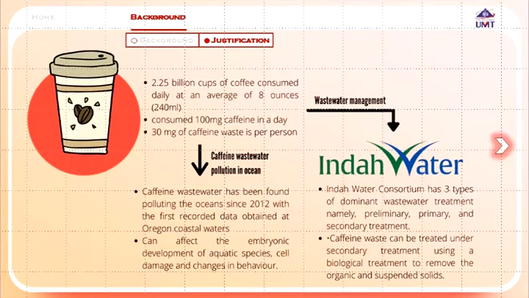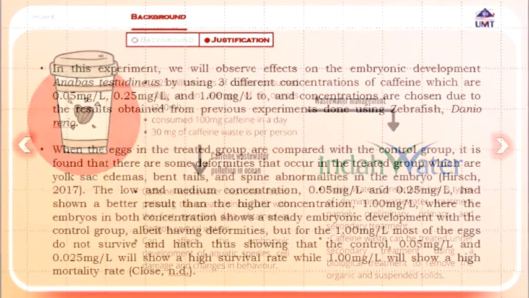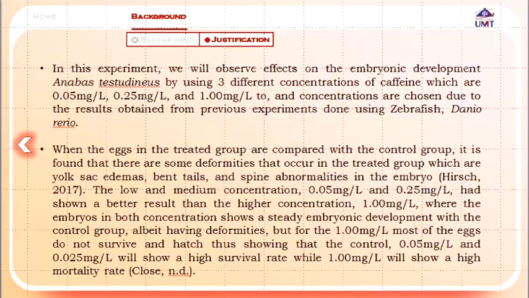So in this experiment, how do we justify what we are doing? In this experiment, we will observe the effects on embryonic development of Anabas testudinus using 3 different concentrations of caffeine, which are 0.05, 0.25, and 1 milligram per liter. And why do we choose these specific concentrations? That's because a similar experiment has been done using zebrafish eggs before. So we are expecting similar results.